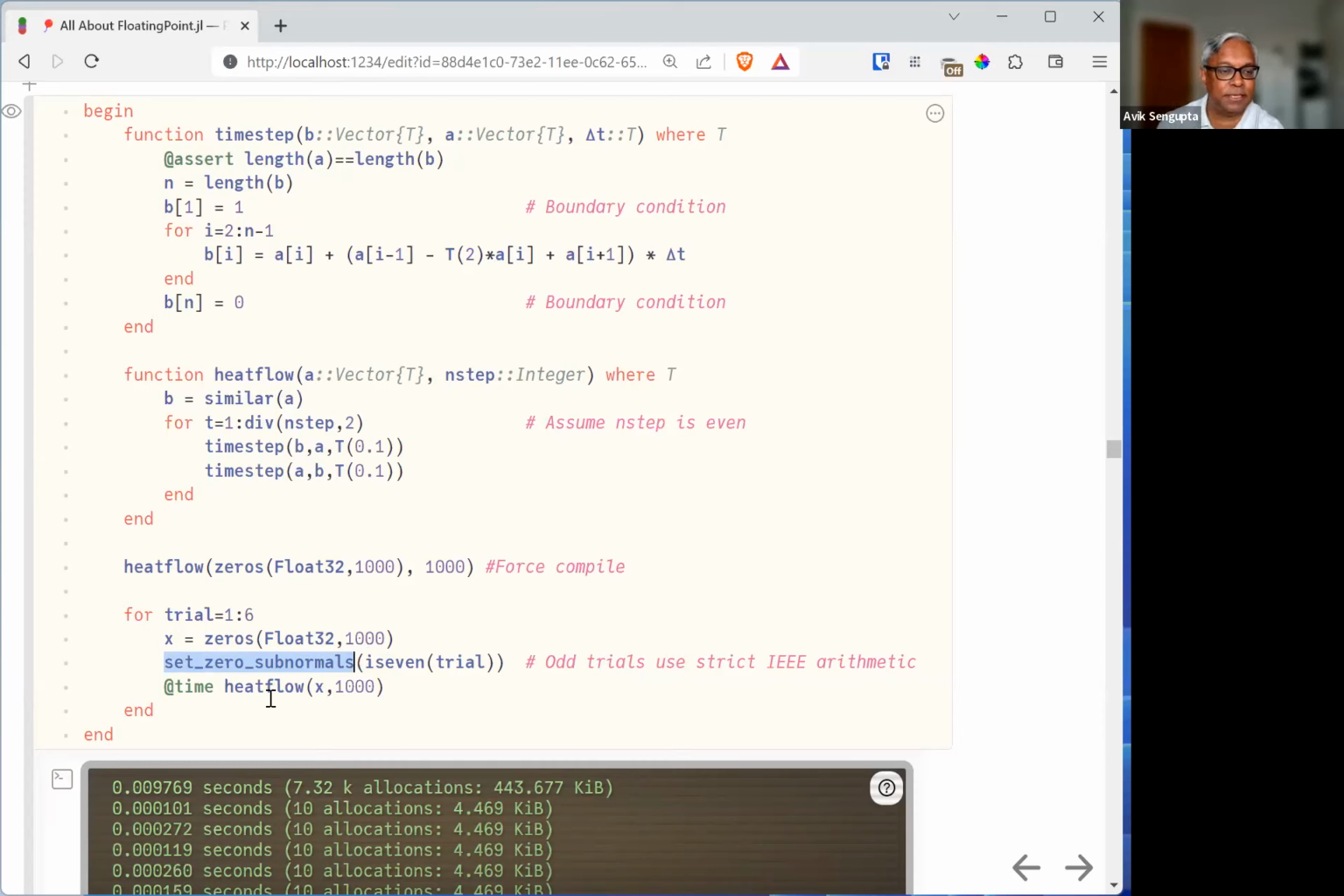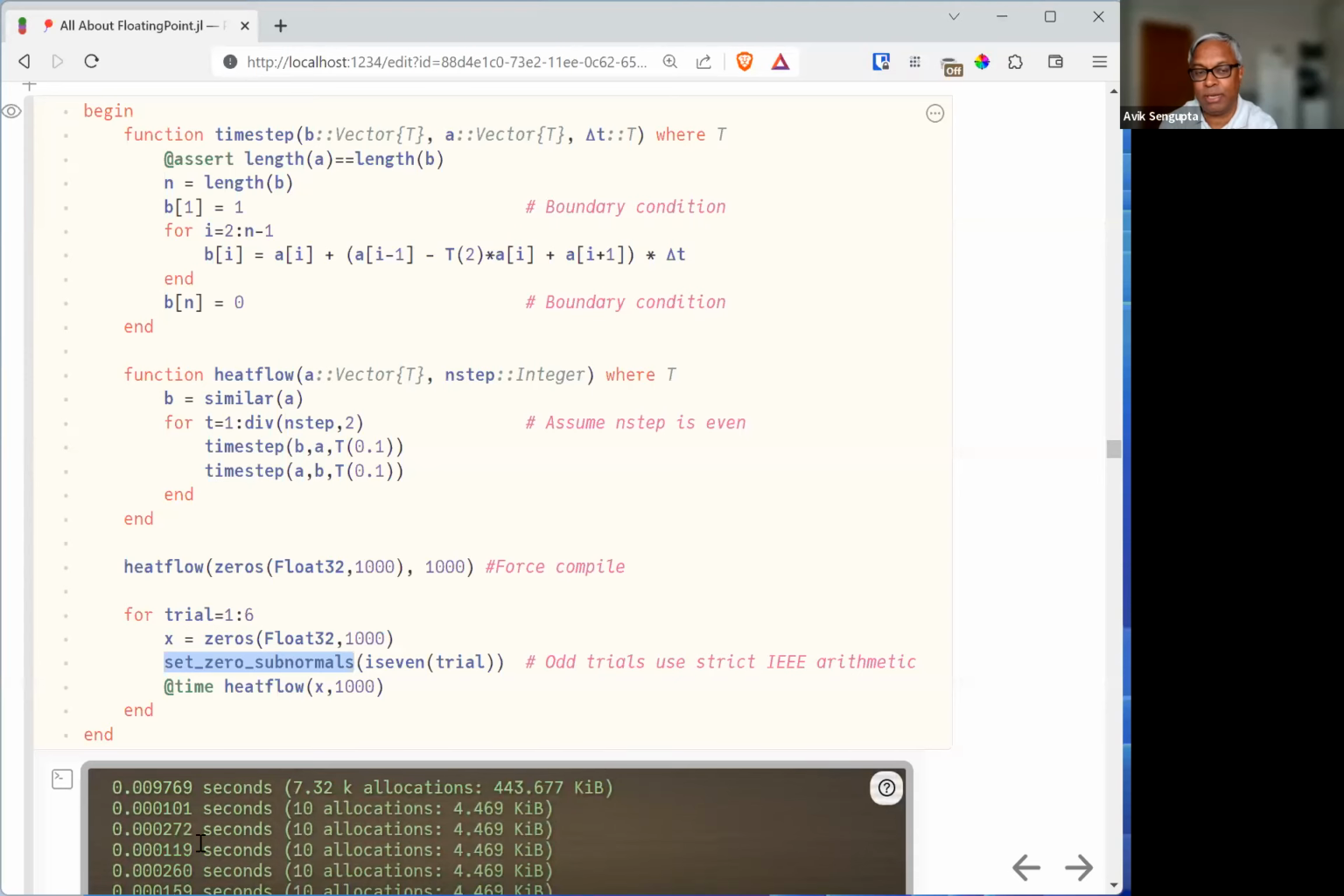So what we do is we run this 6 times. For every even trial, we set subnormals to 0, and every odd trial uses subnormals normally. And you can see that the even trials are quite a bit faster, right? So 272 milliseconds versus 119 milliseconds. And so there's about a 2x performance benefit to using subnormals to 0, right?